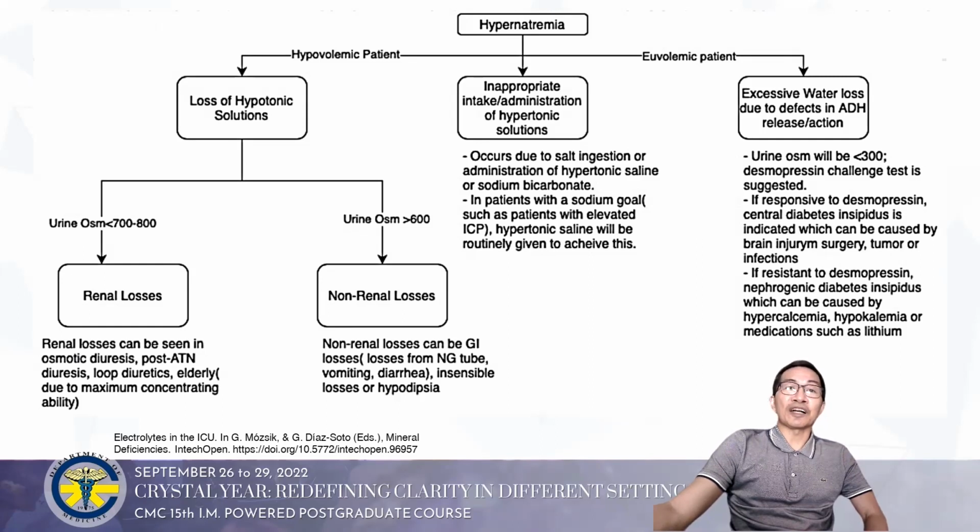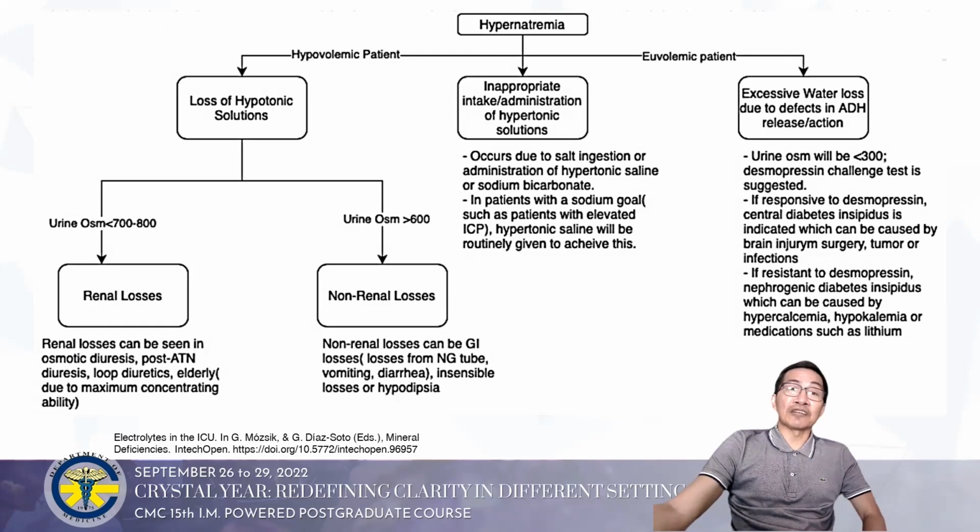In patients naman who are hypovolemic with hypernatremia, the loss of hypotonic solutions will need to be further investigated. And again, you go back to your urine osmolality. If your urine osmolality is less than 700 to 800, then that will reflect that the hypernatremia is due to renal losses. Renal losses can be seen in osmotic diuresis, post-ATN diuresis, loop diuretics, and in the elderly due to the maximum concentrating ability. A urine osmolality more than 600 will be probably due to non-renal losses.